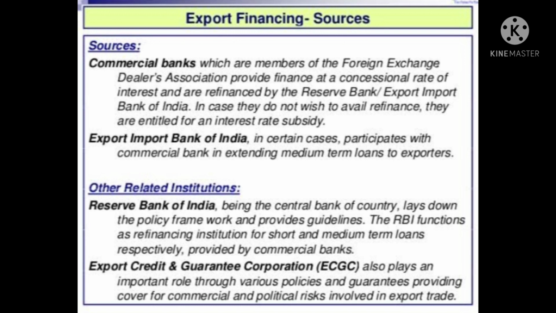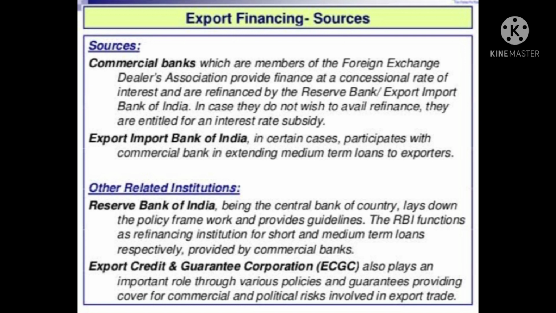Coming to the second one, Export Import Bank of India. In certain cases, it participates with commercial banks in extending medium term loans to exporters. So, Export Import Bank of India also has connections with commercial banks, where if the commercial banks are not able to give the money for export finance for a longer duration, the Export Import Bank of India will participate along with the commercial banks, and extend some more medium term loans to the exporters.